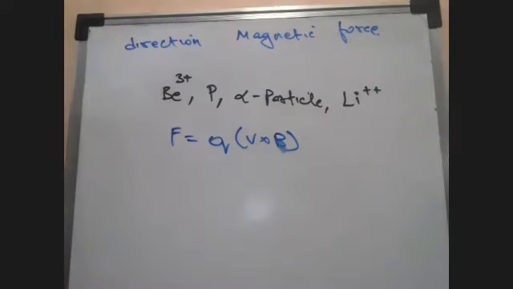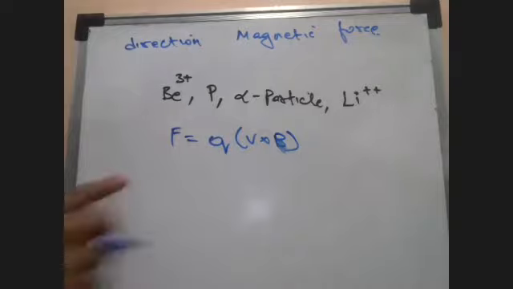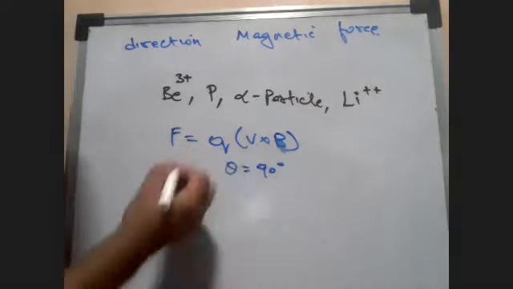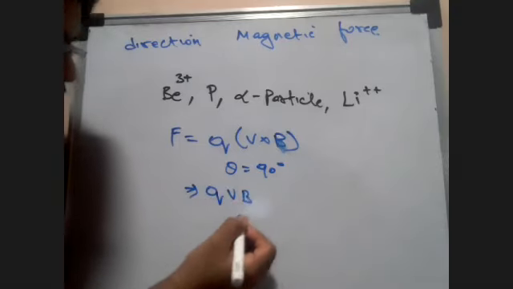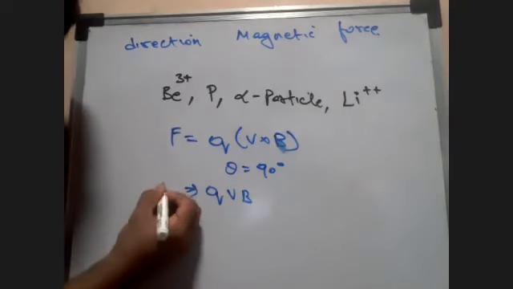The question which someone answered proton, someone answered alpha particle. Good. The question is telling that the velocity and the magnetic field are perpendicular to each other. In that case, theta is equal to 90 degrees. So you can simplify it as QVB sine theta, and sine 90 is 1. So force is equal to QVB.